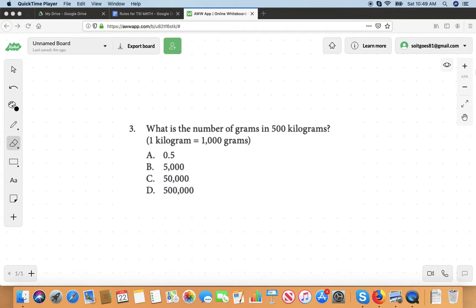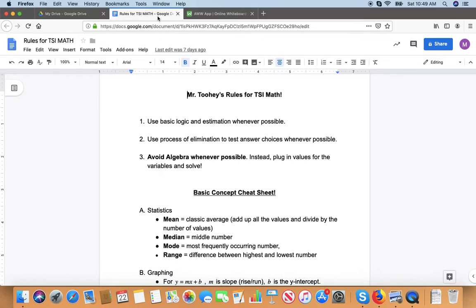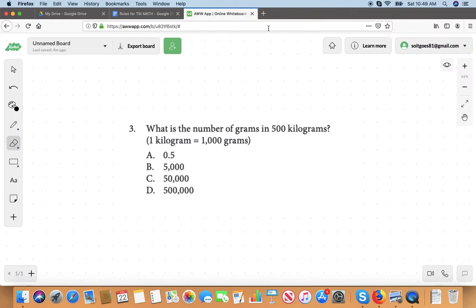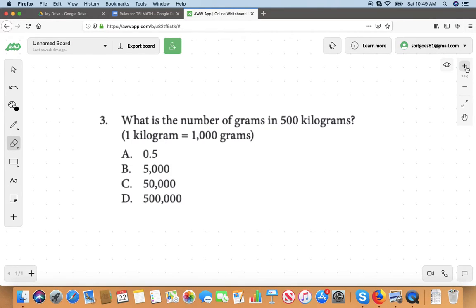We'll start with the question. What is the number of grams in 500 kilograms? And they tell us here that 1 kilogram equals 1,000 grams. So again, let's look at the rules for TSI Math real quick. I want to use basic logic and estimation whenever possible, and use the process of elimination to test answer choices also whenever possible. That's rules number 1 and 2. So let's do this here without doing any calculation or any operation. Let's just think about this one logically, okay?